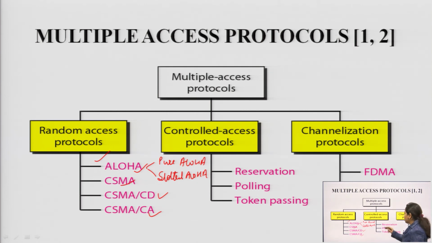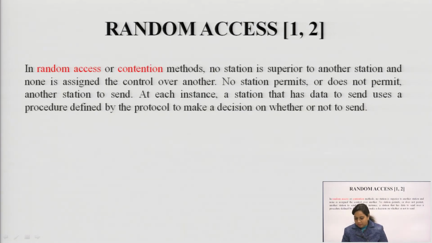Next is the control access protocol. This we will also discuss in today's lecture. The first one is reservation, then polling and token passing. So, these topics we will discuss. Now, we will begin with what is random access.